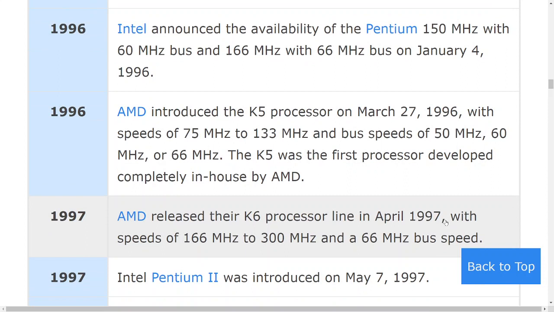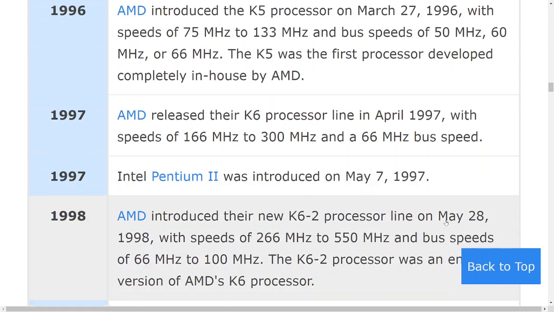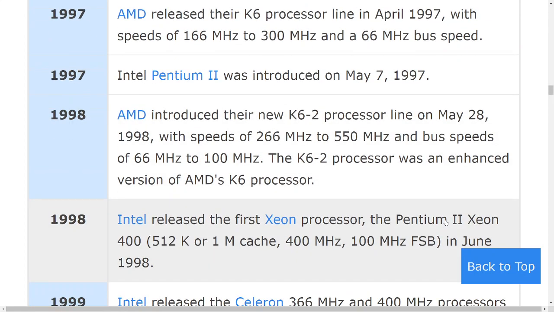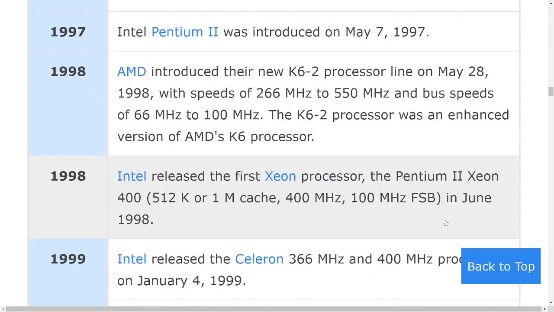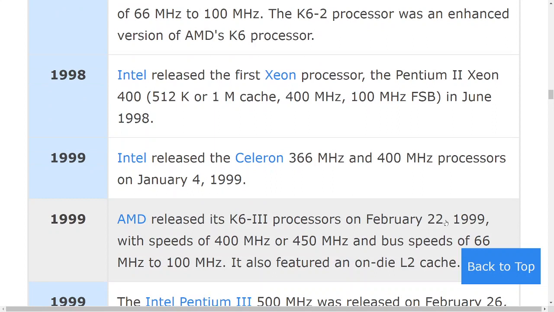1997, AMD released K6. 1997, Pentium 2 was introduced. 1998, AMD introduced K6-2 processor. In 1998, Intel released their first Xeon processor, the Pentium 2 Xeon 400. 1999, Intel released Celeron 366 MHz and 400 MHz. 1999, same year, AMD released K6-3 processors.